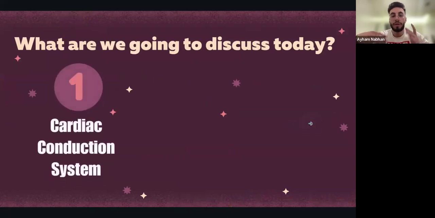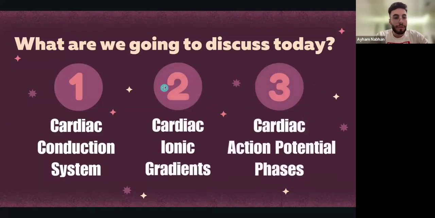I would like to start with just discussing our objectives. First, we're going to talk about the cardiac conduction system. Then we're going to talk about the ionic gradients. Then we're going to end with the action potential phases, which is the most important topic in today's lecture.